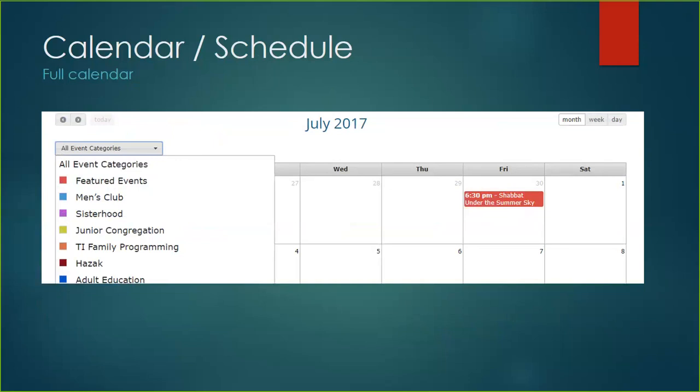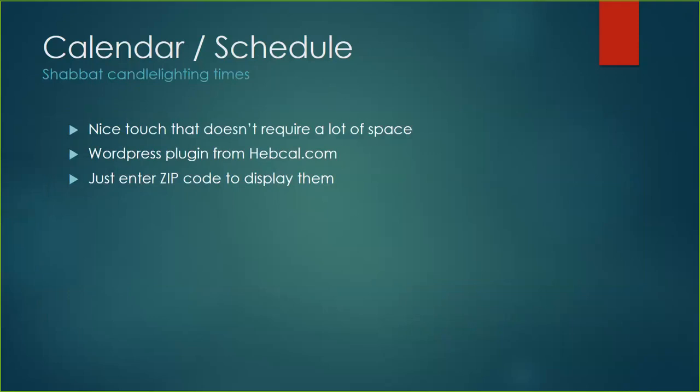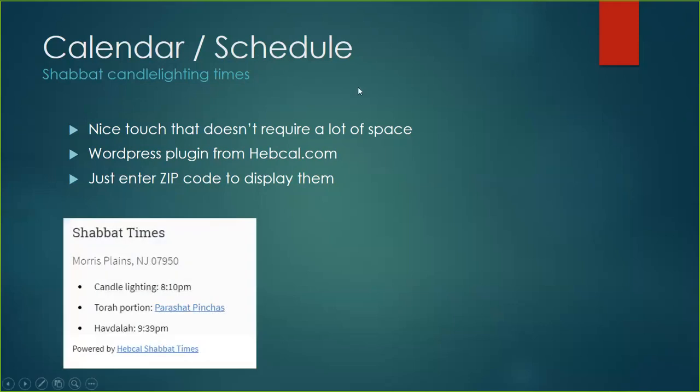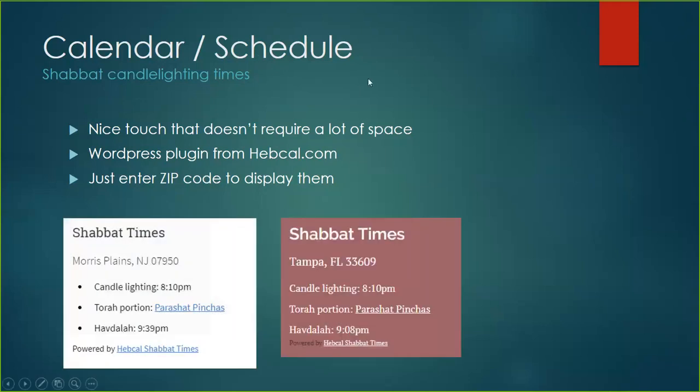The next element are Shabbat times and candlelighting times and information. It's a nice touch that doesn't require a lot of space. Hebcal.com is a very popular website which offers both a WordPress plugin and also code that you can just drop onto your website. All you need to do is just enter the zip code to display the candlelighting times. And here are 2 examples. Both are using the script from Hebcal.